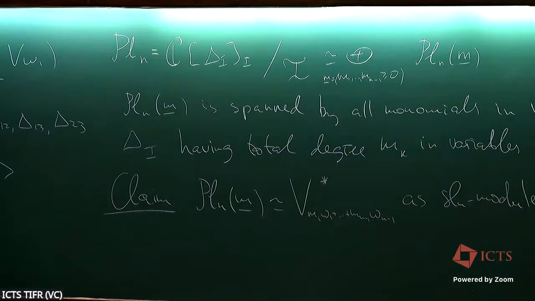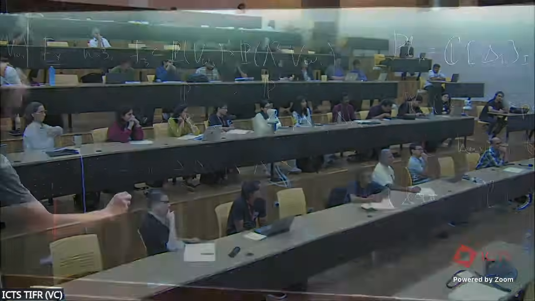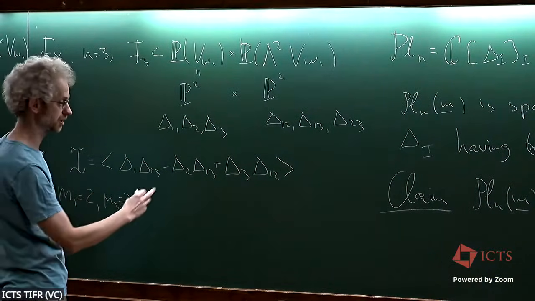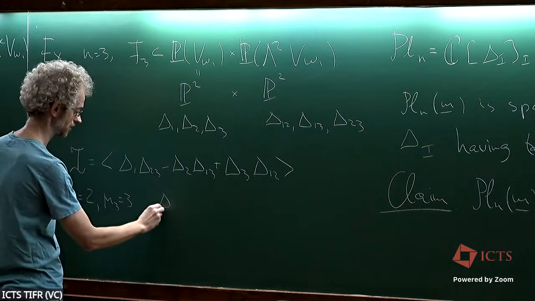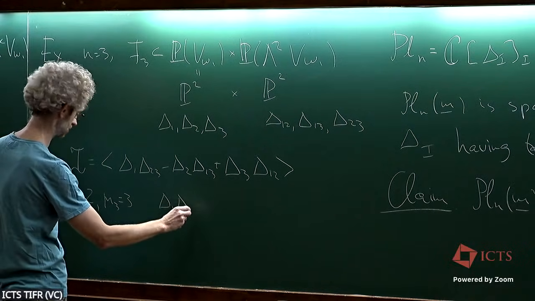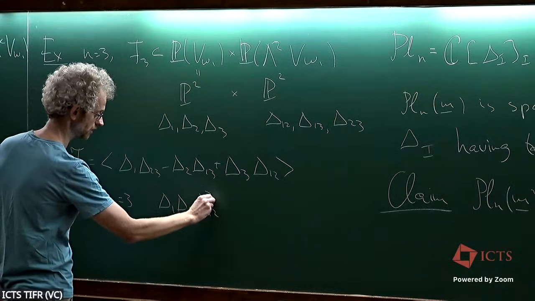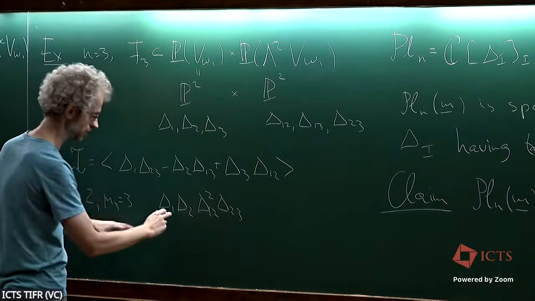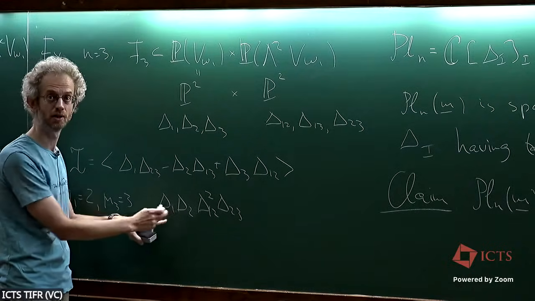So you see, let me work it out here, right? For example, if I have M1 is 2 and M2 is 3, then an element which I'm interested in is something like delta 1, 2 times delta 1, 2 squared, delta 2, 3. So you see, I here have two variables with one index.